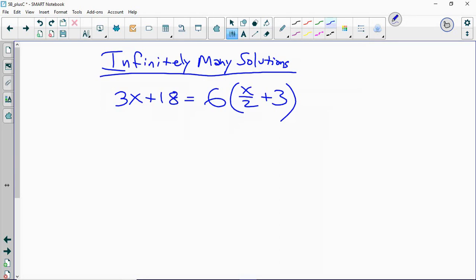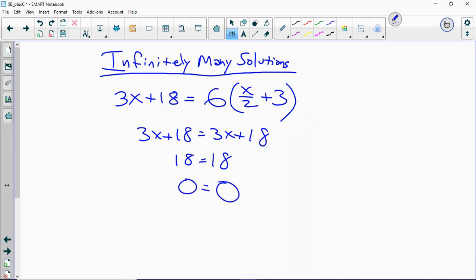Now here's an example of infinitely many solutions. When I distribute the 6 on the right-hand side this time, we're going to get the exact same expression as we had on the left. And we can stop right here. As soon as we see that it's the exact same thing on the left-hand side and the right-hand side, we know there's going to be infinitely many solutions. Because if I start canceling things out, I could subtract 3x from both sides. We get 18 equals 18, which is certainly a true statement. Or you could just subtract everything from both sides and get 0 equals 0, which is just as true. The point is, no matter what value we choose for x, the equation has to be true. Therefore, there are infinitely many solutions.